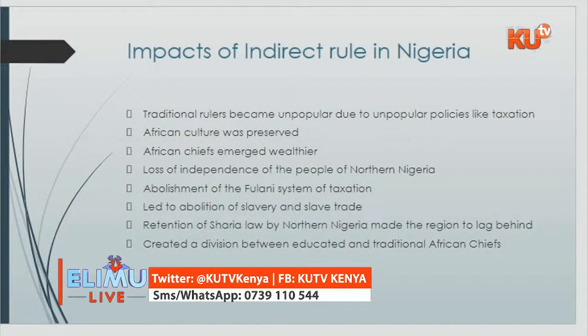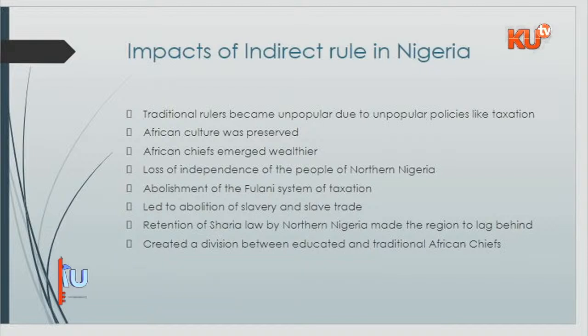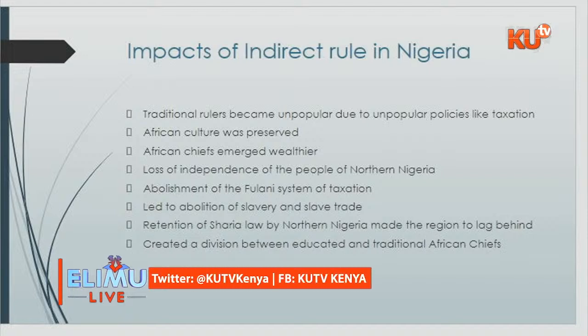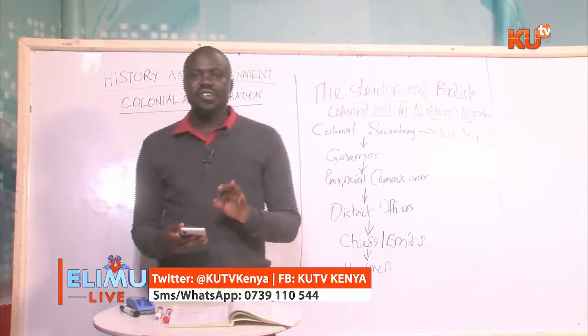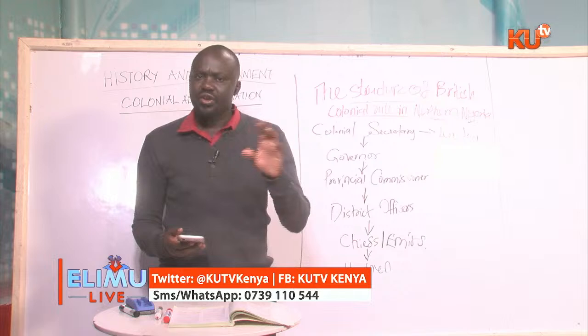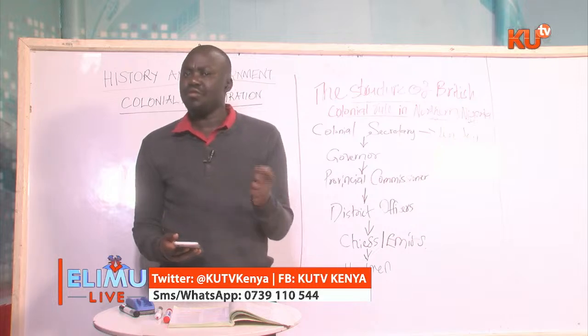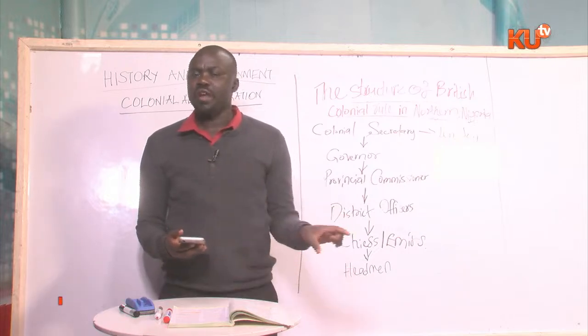Then the next thing is that the retention of Sharia law by northern Nigeria made the region lag behind. Now, Sharia laws have some repressive values that they promote. For instance, the women are not treated with the same accord as men. So men are treated with some favor. Because of Sharia law being predominantly in northern Nigeria, you'll find that mostly the women in the northern part are not as empowered as the women in southern and Lagos part of Nigeria.